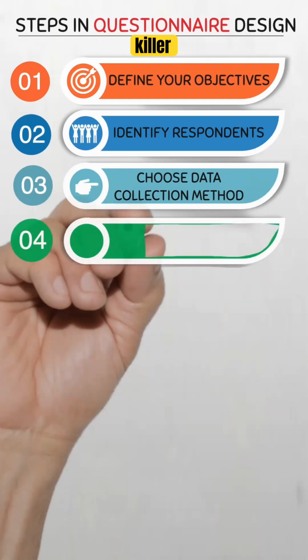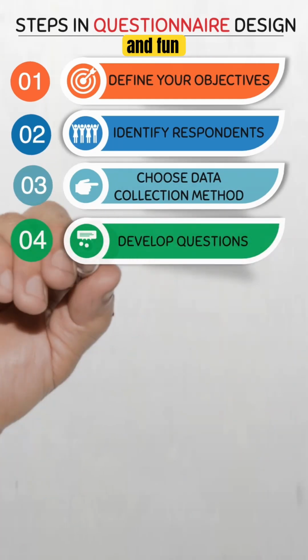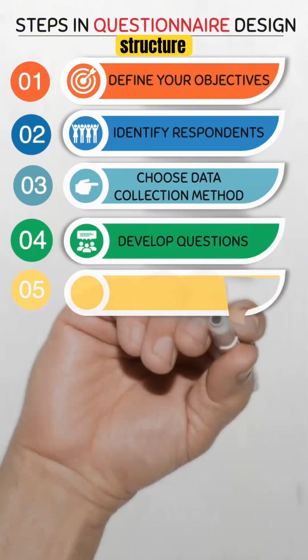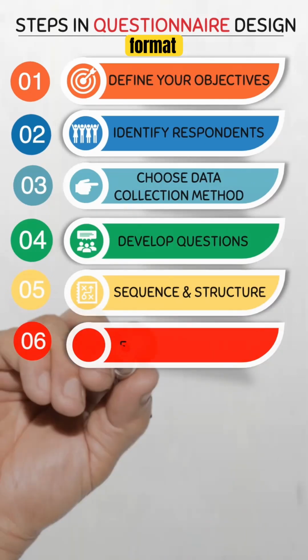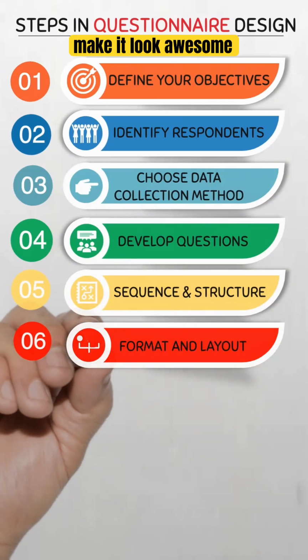Step 4. Craft killer questions. Make them clear, short, and fun. Step 5. Sequence and structure. Easy at the start, spicy at the end. Keep them hooked. Step 6. Format that pops. Make it look awesome and easy.